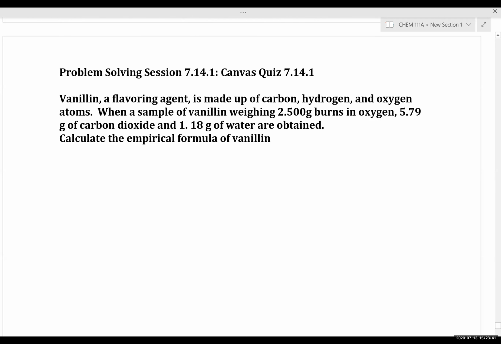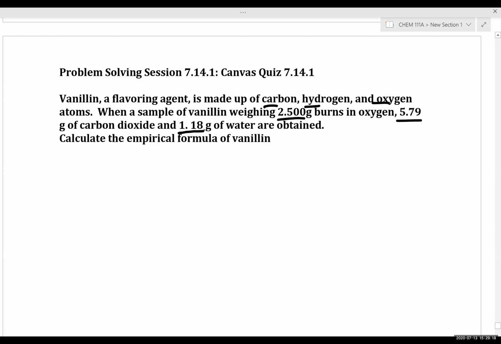Let's do one last example to close out this lecture session. Vanillin is a flavoring agent. It's made up of carbon, hydrogen, and oxygen. If you burn 2.5 grams of vanillin, you get 5.79 grams of carbon dioxide and 1.18 grams of water. So I'd like you to determine the empirical formula of vanillin. And we'll discuss this problem in about 5 minutes.